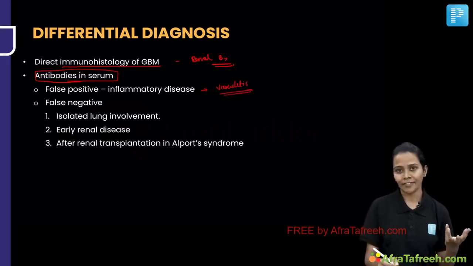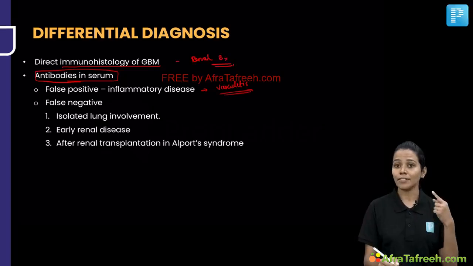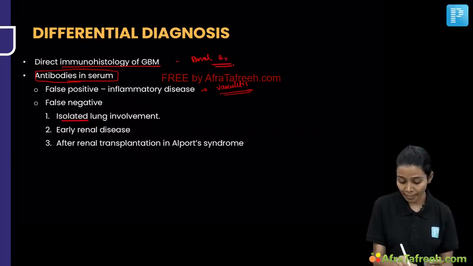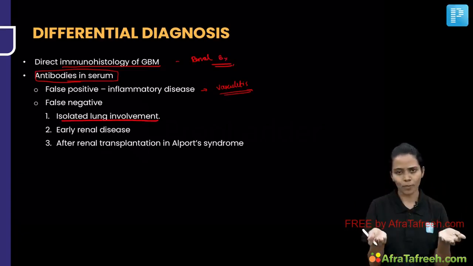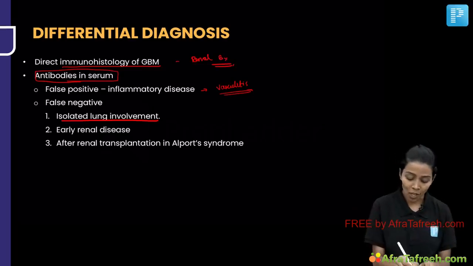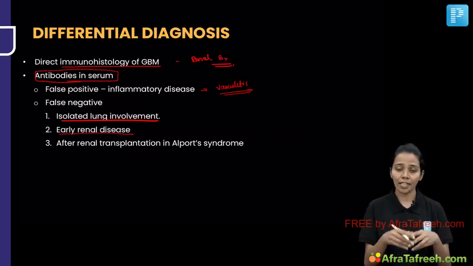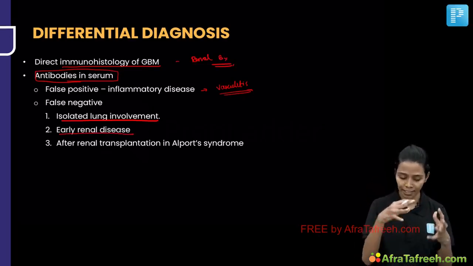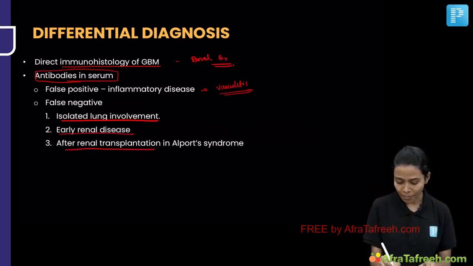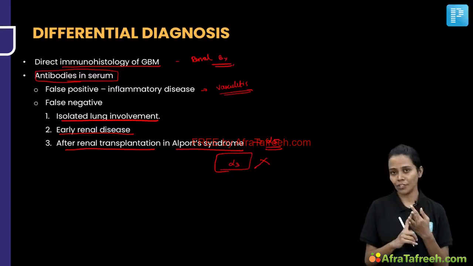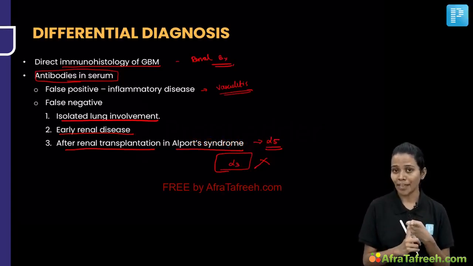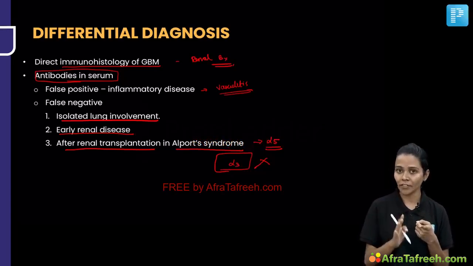It can be false negative. That is, anti-GBM disease can be there, but still it can be negative when there is isolated lung involvement, where it's very small amount of antibody, so it's going to go deposit in the lung. You're not able to find it anywhere else. Or in very early renal disease, again, when all antibodies are going and sitting in the kidney. Or after renal transplantation, Alport syndrome, because we know here the antibody is against the alpha 5. So if you're going to check against alpha 3, you're not going to find anything. So 3 conditions in which the antibody testing can be false negative. That is, even if it is there, you won't get.